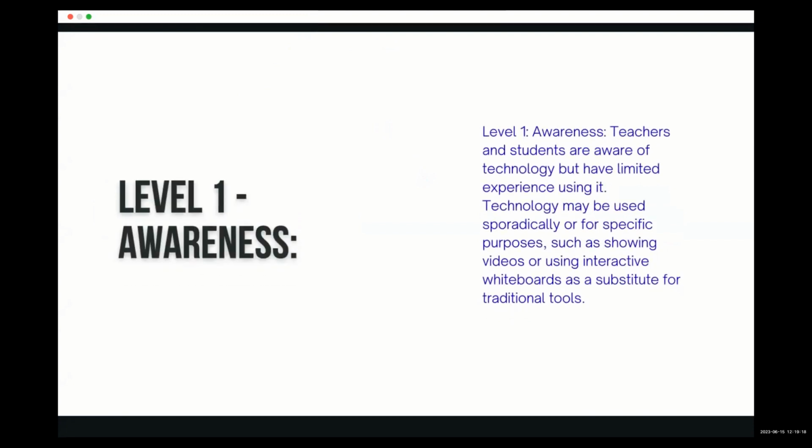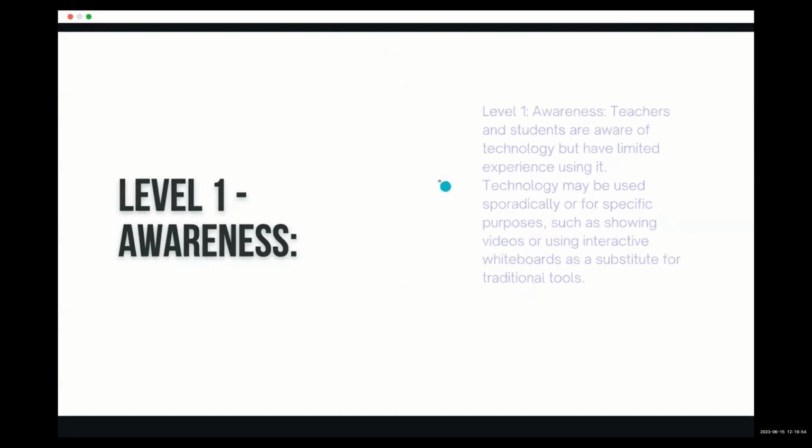Level 1 is awareness, where teachers are really aware of the technology, but they're using it only sporadically. They only use it to show videos. They only use it for interactive whiteboards, which nobody really has. Well, some people still have interactive whiteboards, but not a lot. They're just aware of it. That's really what awareness is. It's the lowest level of integration, where teachers know about it. Again, I don't think anybody's at level 1 awareness anymore. It's just no longer the case.